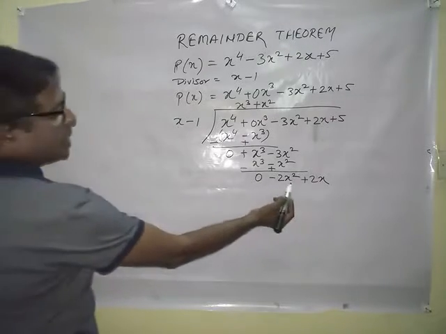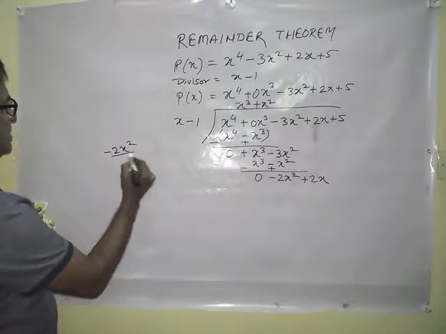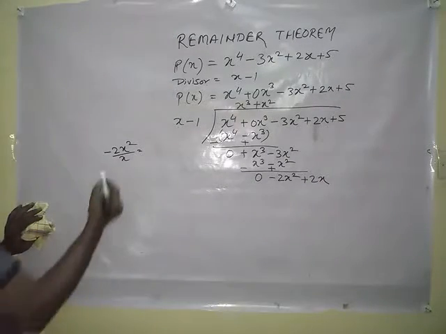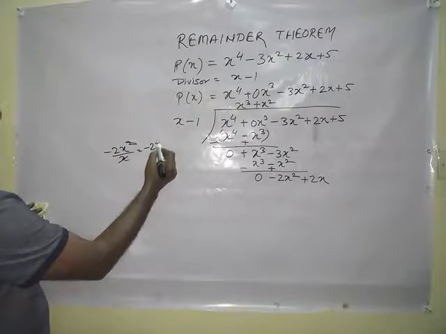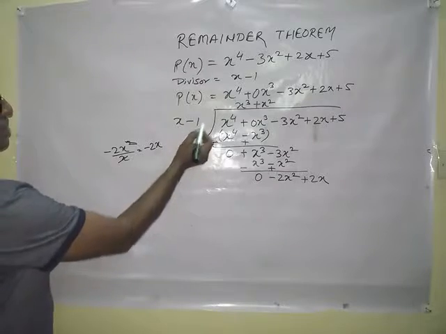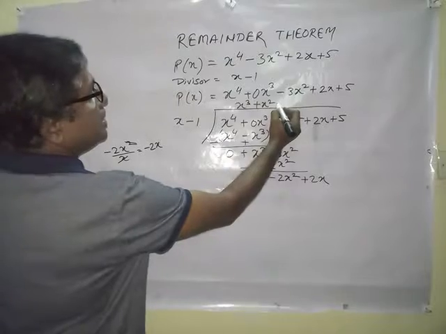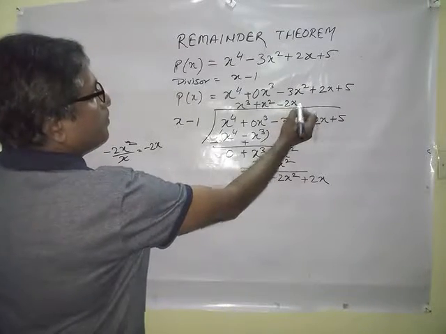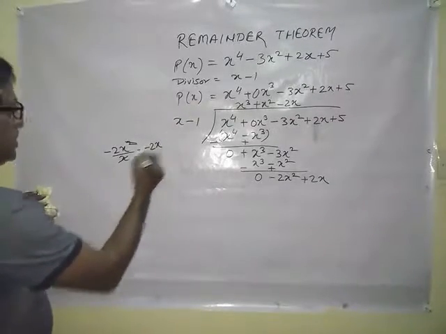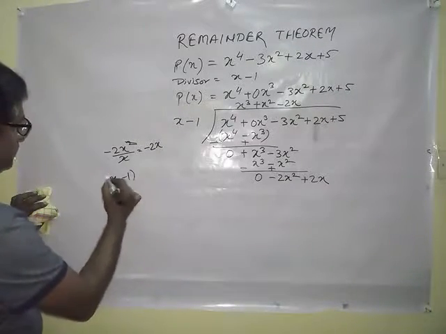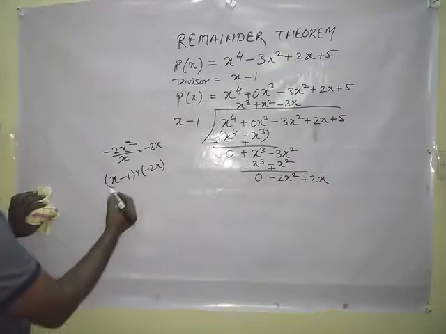Now you have got minus 2x square divided by x, it will become x and x will get cancelled, minus 2x. So this divisor you will multiply by minus 2x, and here it will be minus 2x times it will go. So multiplied by x minus 1 into minus 2x.